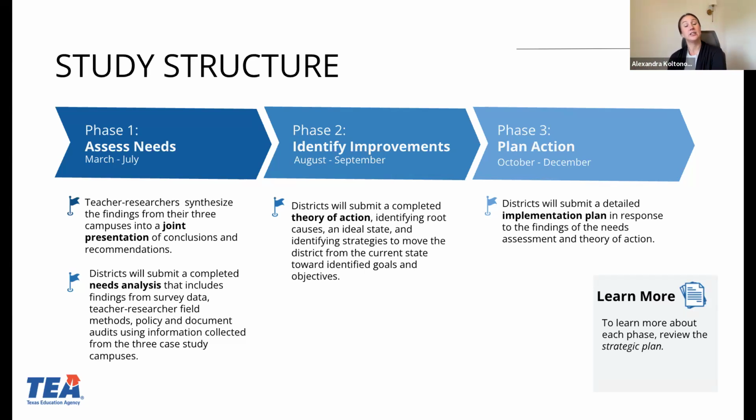Then phase 3 is really planning the action. This is when we're creating an implementation plan, and that piece includes both a stakeholder engagement plan as well as a measurement plan. So ensuring that you have an implementation plan that is well thought out in terms of how we're going to be managing our performance and saying, are we making the changes that we said we were going to? And then second, how are we going to keep everyone updated on what's happening?